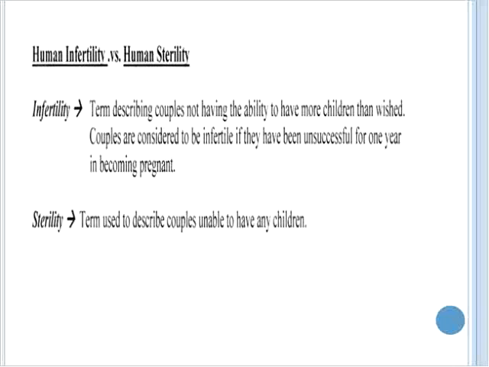We have to understand there is a difference between the terms infertility and sterility. Infertility is used to define couples that are not having the ability to have more children than they wished. Couples are considered to be infertile if they have been unsuccessful for 1 year in becoming pregnant. Sterility, on the other hand, is a term used to describe couples that are unable to have any children.